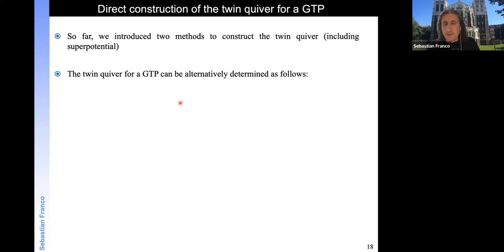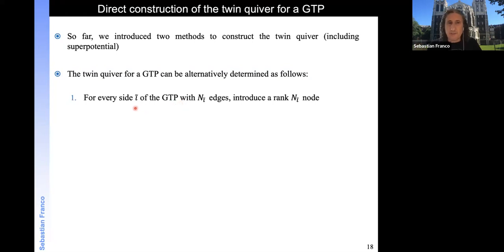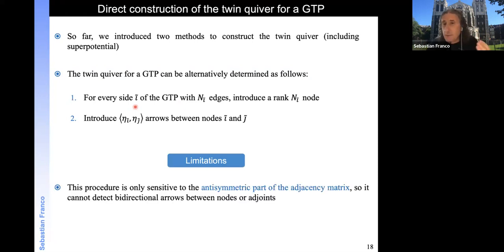Many people in the audience can think that there's a direct way of constructing this thing, which is very trivial, which is, for every edge on the polytope, every side of the polytope, with n_i edges, you put a node there, and then you add arrows according to the intersection numbers. That's a very good way to try to guess these things. It has some limitations. It's insensitive to the presence of bidirectional arrows or adjoints on the twin quiver, and we think those are important.